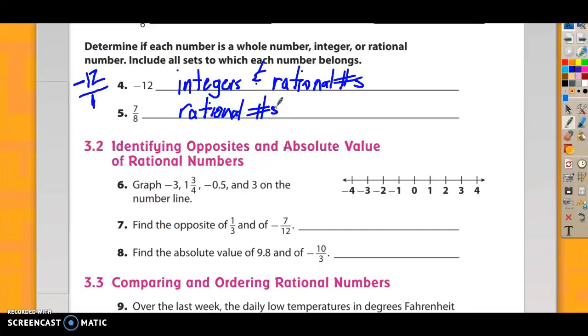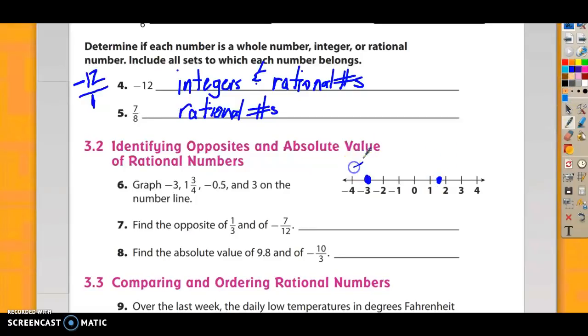Okay, moving on, 3.2, identifying opposites and absolute value of rational numbers. Number 6 says graph negative 3, 1 3/4, negative 0.5, and 3 on the number line. The whole numbers are going to be really easy. Negative 3 is just right here. You can see it. 1 3/4, that's going to be between 1 and 2, but it's not going to be in the middle. That would be 1.5. So it's going to be closer to 2. It's 3/4 of the way over.